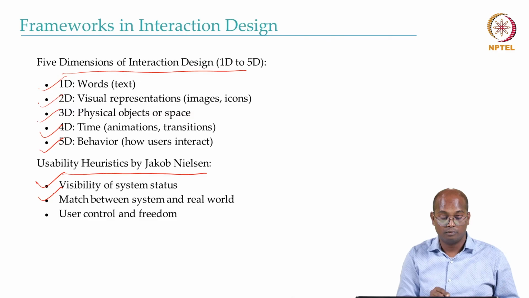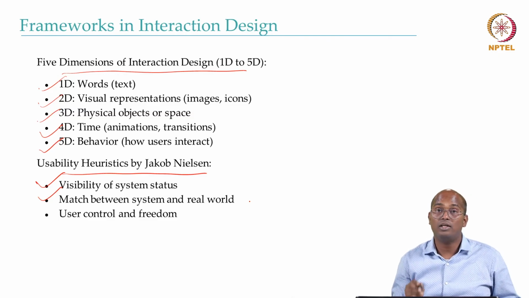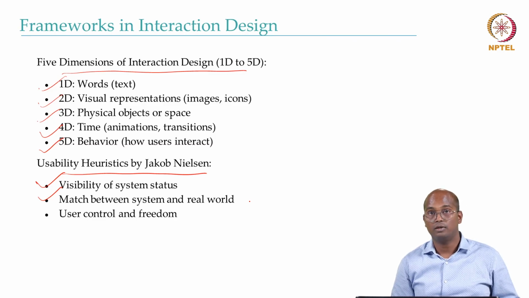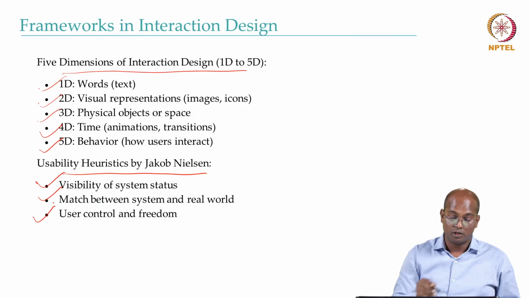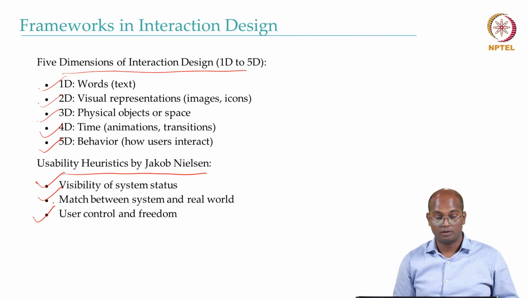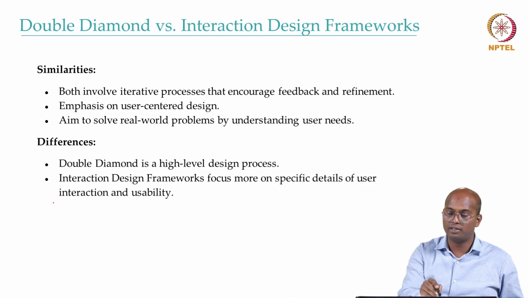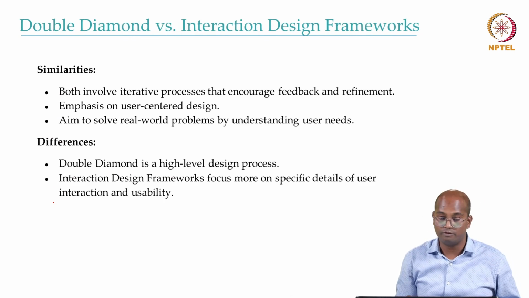And the usability heuristics by Jakob Nielsen: visibility of the system status, match between system and the real world, because only such a system can be successful which tries to mimic the user behavior in the real world in the digital transformation that you're doing in the digital world. So user control and freedom. If you keep these in mind in interaction design, you may be able to come up with the best solutions.